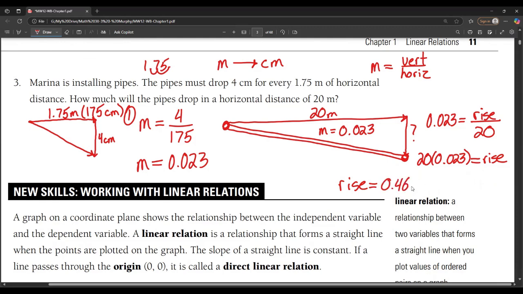0.46 meters, or move the decimal twice, 46 centimeters. And there we go.